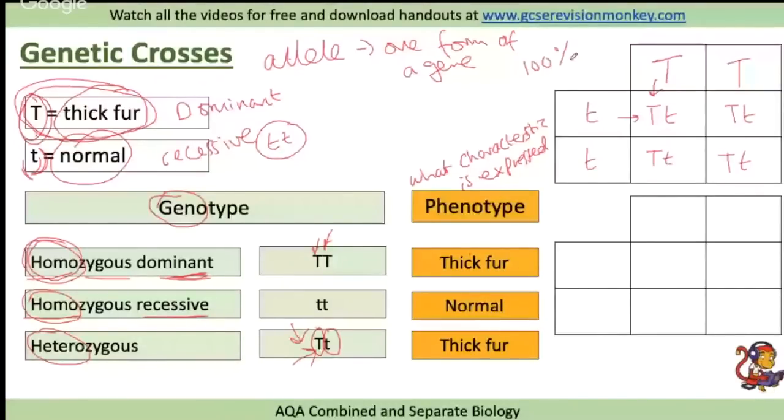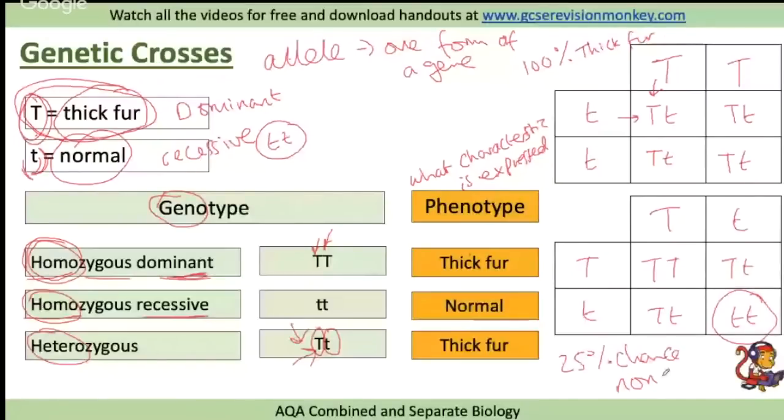fur. If we do another example where we've got heterozygous, heterozygous, when we cross those, like so, we will have 25% chance of it having normal fur. So you need to complete the cross and then write down the percentage chance for the characteristic below. If in doubt, write both of them, but in the exam they'll kind of tell you which characteristic you're talking about, whether they want you to write about thick fur or being normal.